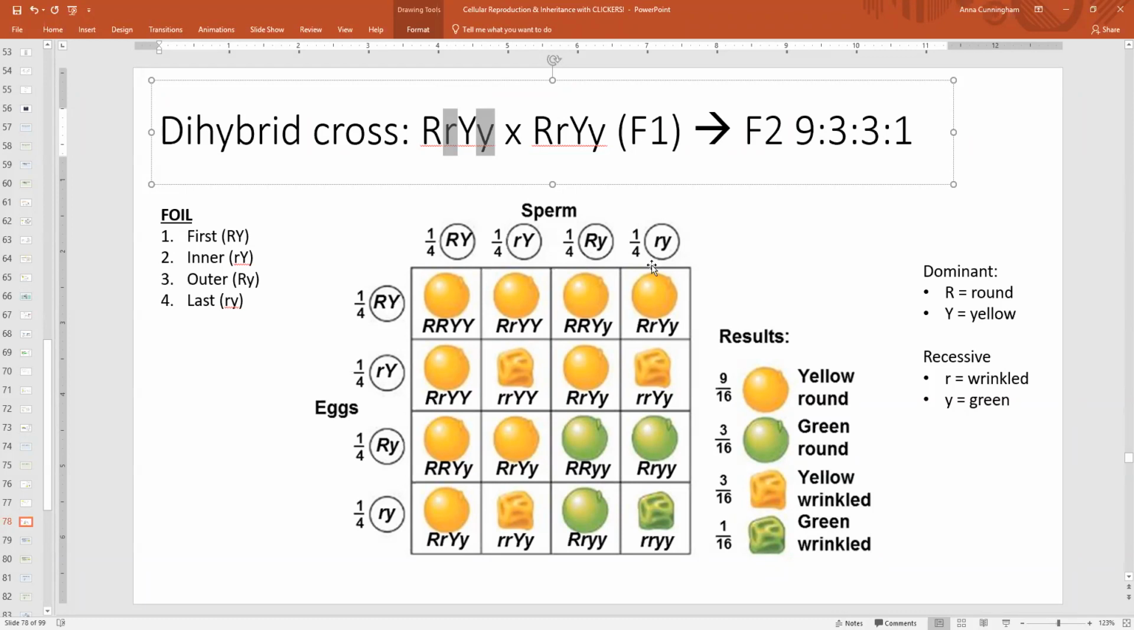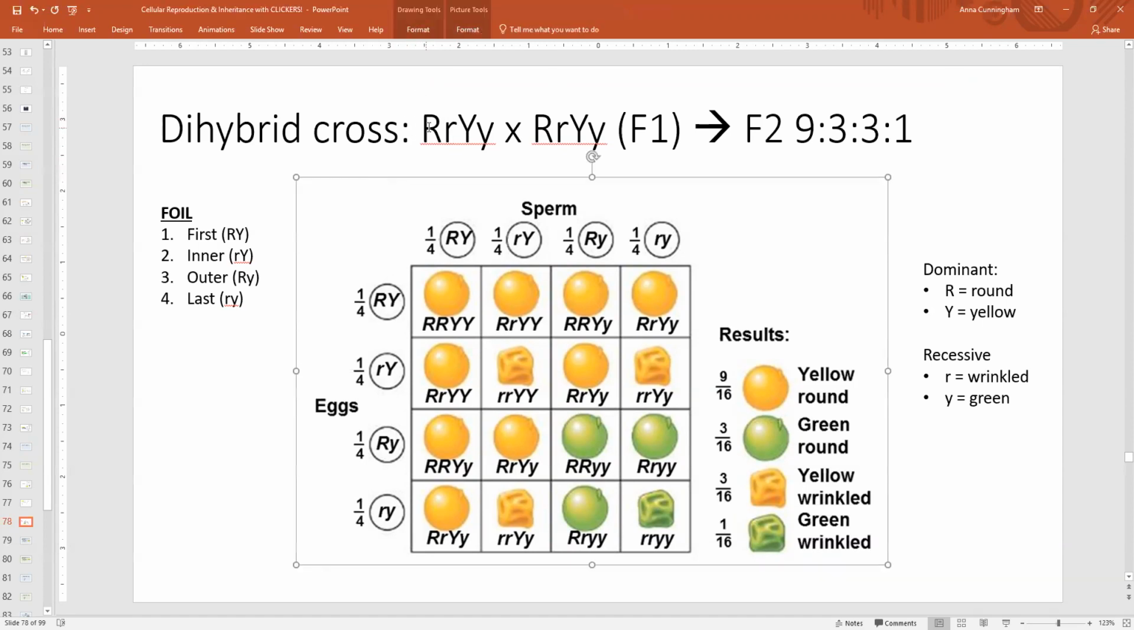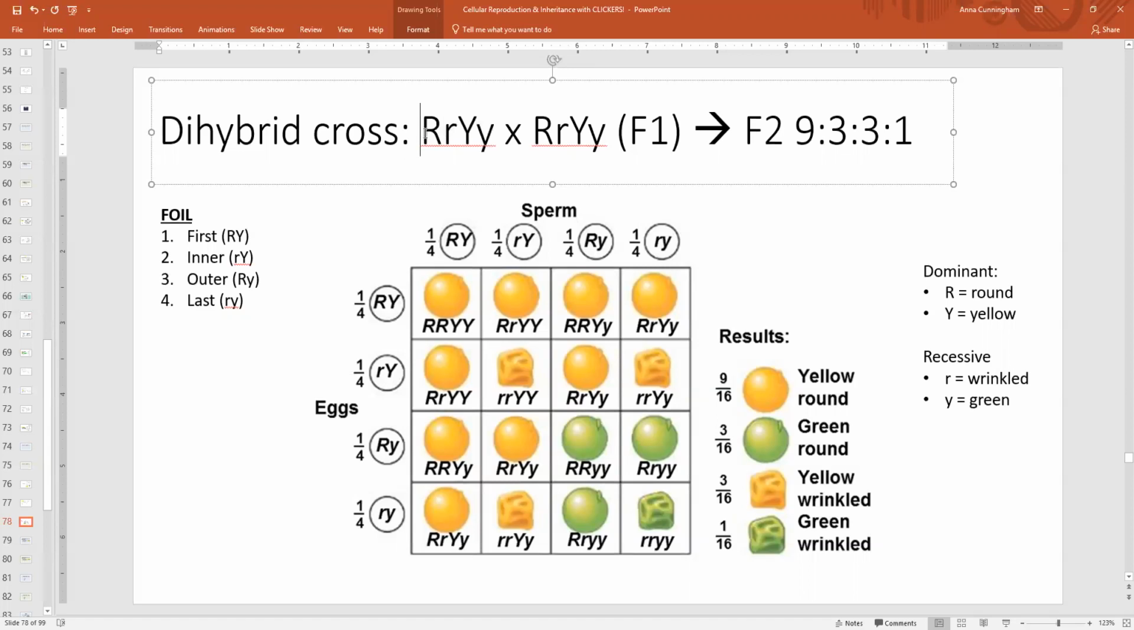You could do FOIL or FLIO, it doesn't matter. What I just described would be FOIL. It's however you can do it, just as long as you get all four possibilities and that they're independent of each other. We just use FOIL because that allows us to take us through, but however you want to do it. All right, so again, first, inner, outer, last.